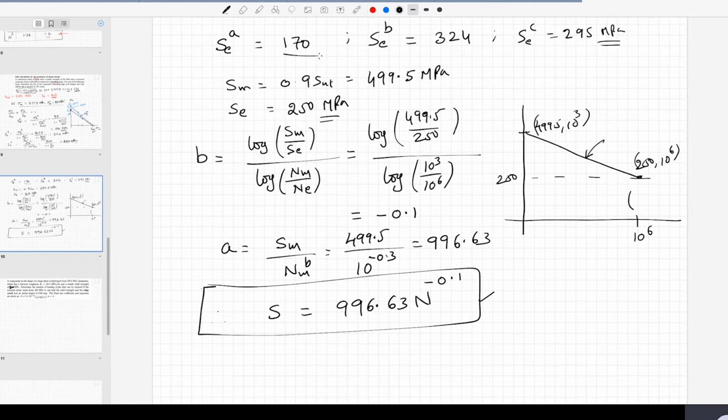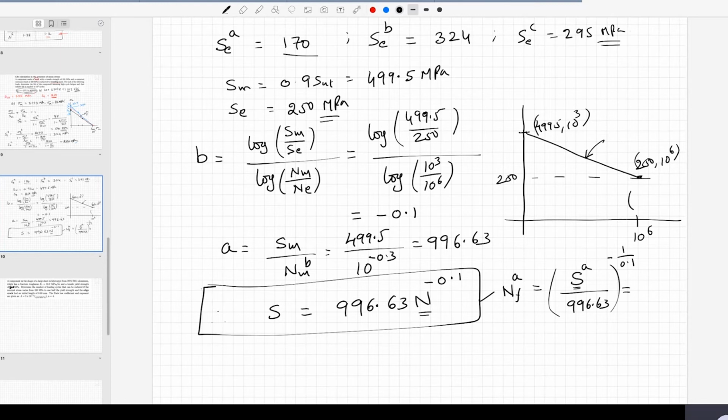Okay. If the failure is happening at 170 MPa, then what is the number of cycles? So what we need to find out, NA, the number of cycles to failure, is equal to SA divided by 996.63, whole to the power minus 1 by 0.1. Right? SA you plug that in to be 170. Let us see what happens.